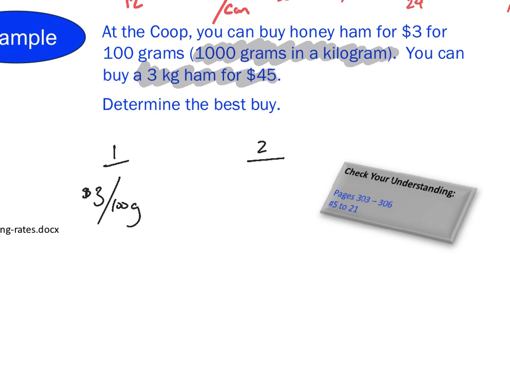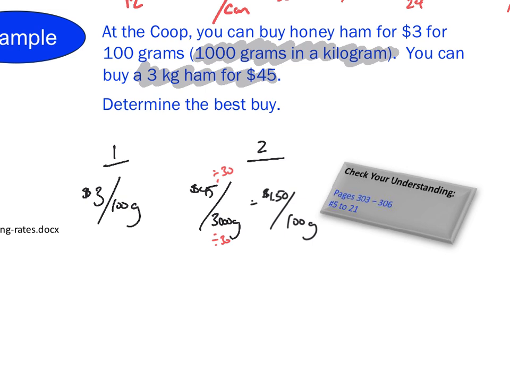What we're going to do is we've got $45 over 3,000 grams. And we get 3,000 grams by just multiplying 3 by 1,000. And then we're going to divide both of these numbers by 30. When you divide 3,000 by 30, you get 100 grams. What's 45 divided by 30? 1.5. So in money, that would be $1.50, 2 decimal places, $1.50 per 100 grams.